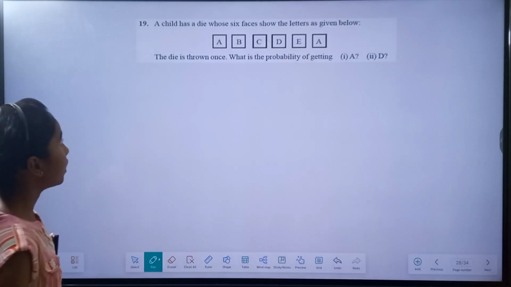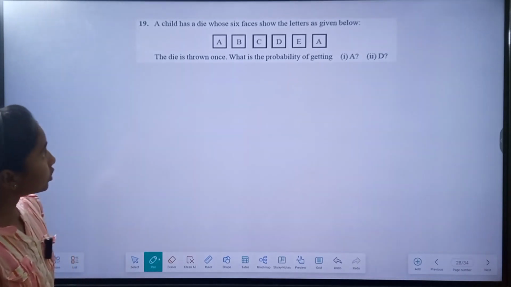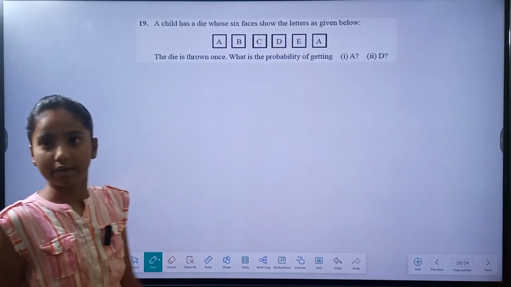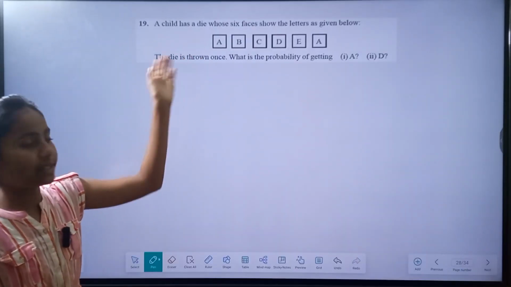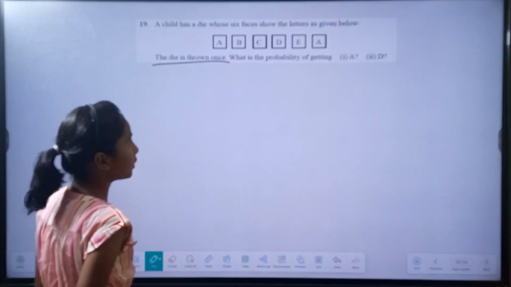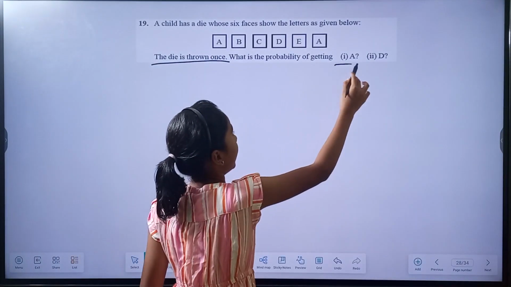A child has a die whose 6 faces show the letters as given below: A, B, C, D, E, A. We have 2 A's, B, C, D, E. The die is thrown once. What is the probability of getting A?